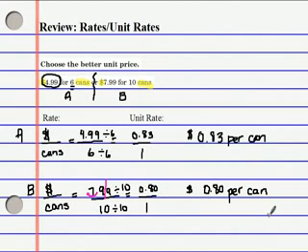Now we haven't answered the question yet, so we need to go back and make sure we do. It says to choose the better unit price. Since 80 cents is less than 83 cents, I would have to say that situation B or store B is the better deal.